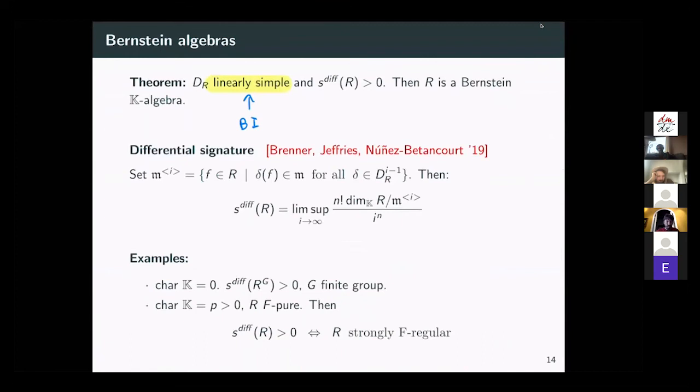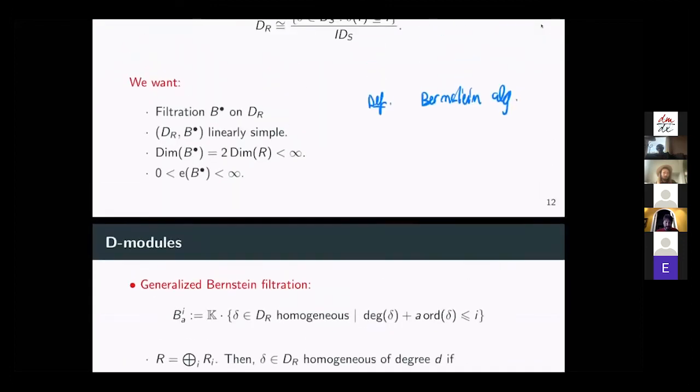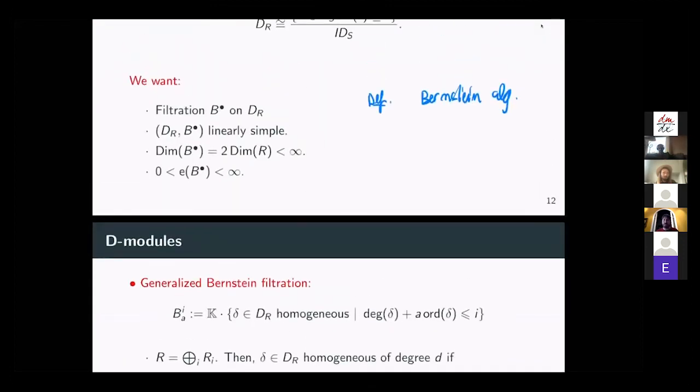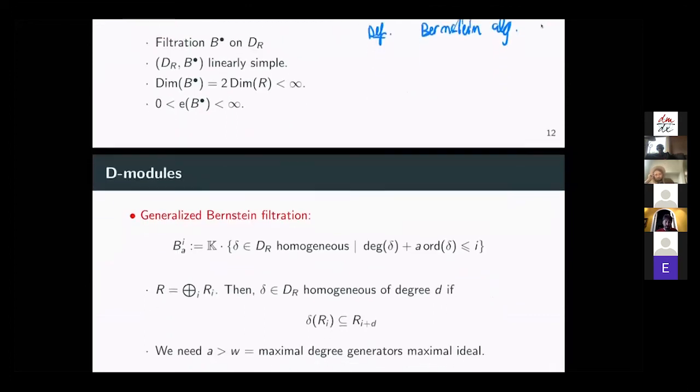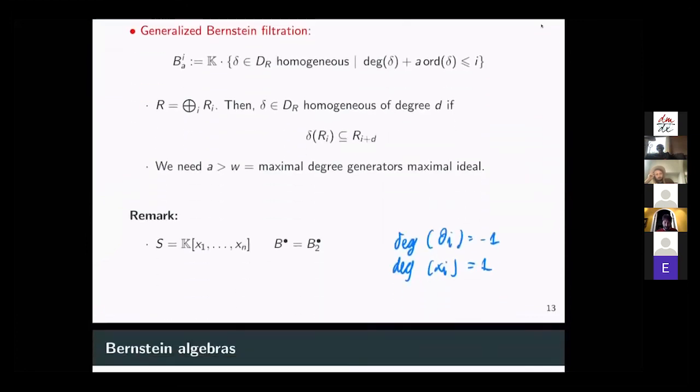Okay, and we give some sufficient conditions depending on this invariant introduced by Holger Brenner, Jack, and Luis, that is defined in this way, that ensures us to have these extra conditions. One has to work a little bit, but if we have this property on the differential signature, this gives us the dimension of the ring of differential operators, or the Bernstein filtration is twice the dimension of the ring, and the multiplicity is finite.